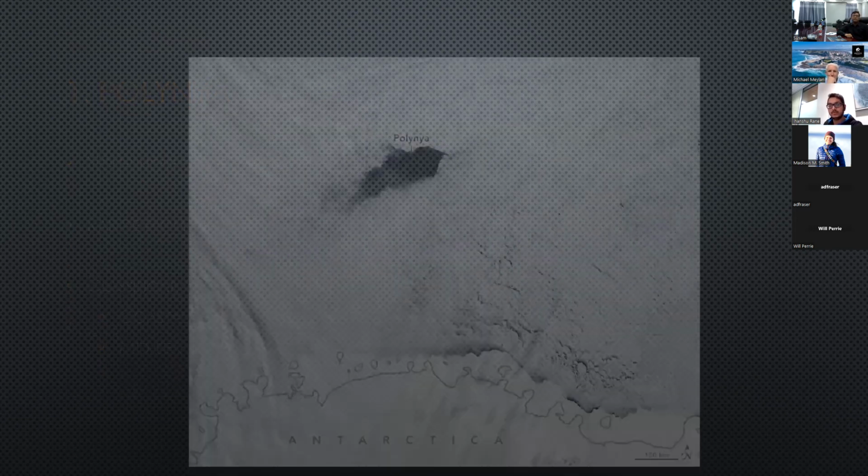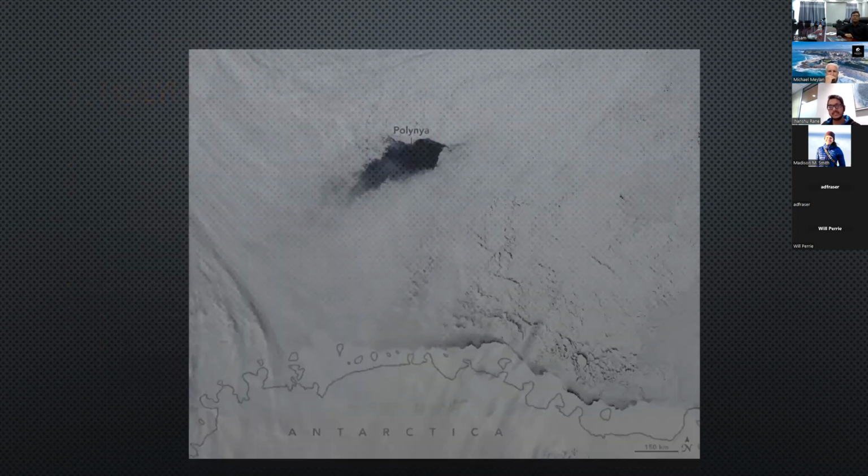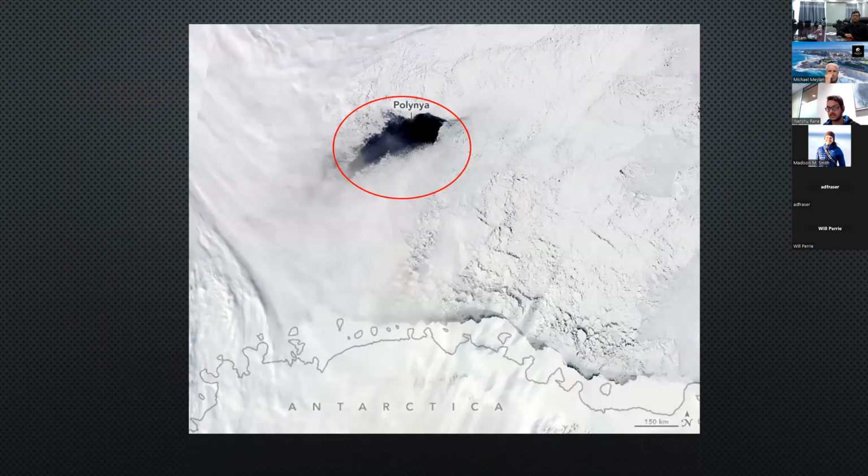So these are visual satellite images of polynyas in Antarctica. This is the Maud Rise polynya, which is a mid-sea polynya. A reference scale of 150 kilometers is given below, and we can see the coastline of Antarctica. So the polynya is formed more than 500 kilometers away from the coast.